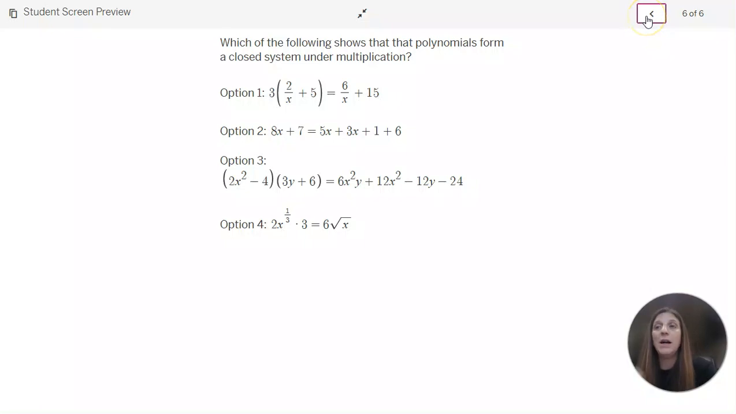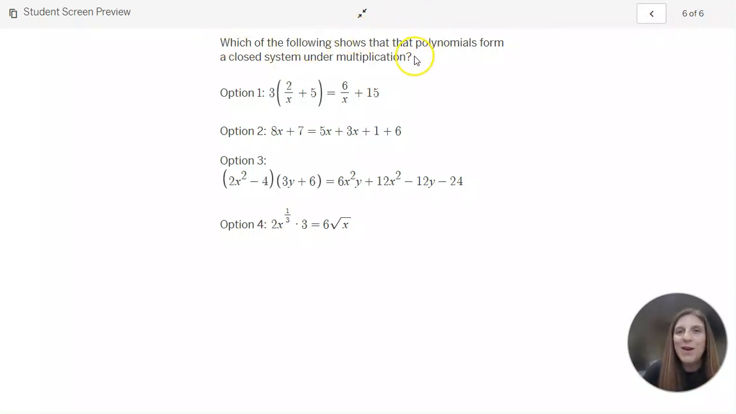So for it to be a closed system under multiplication, it means you have to have one type times the same type equals the same type. I know I said type, that's confusing, but here we're dealing with polynomials, but sometimes they're asking about rational numbers or irrational numbers. But in this case, they want to know if you multiply a polynomial times a polynomial, for it to be closed, it has to always equal a polynomial, which it does.